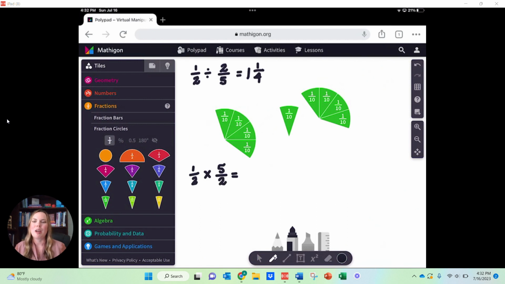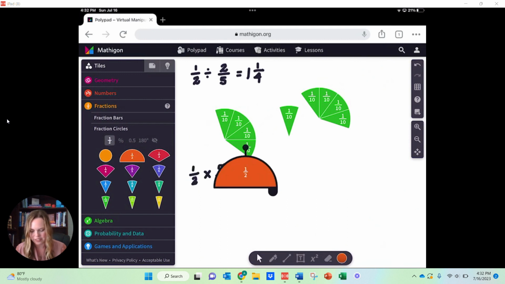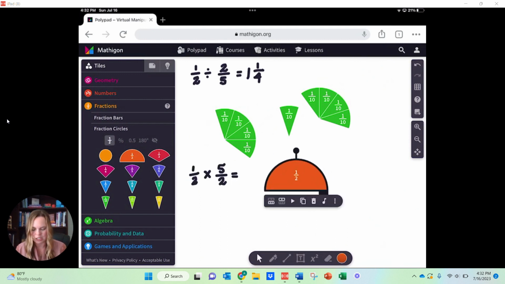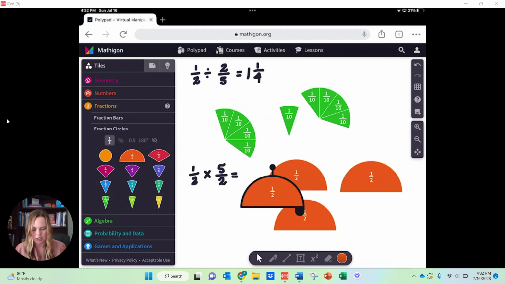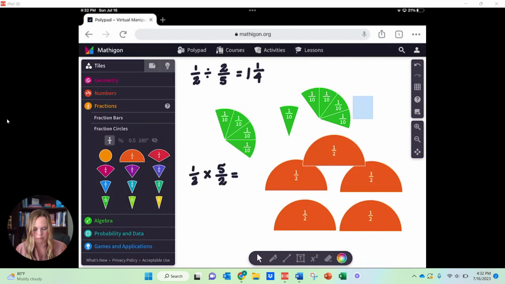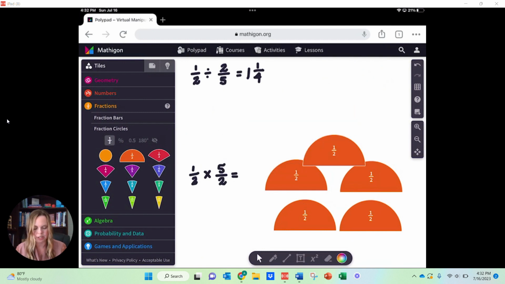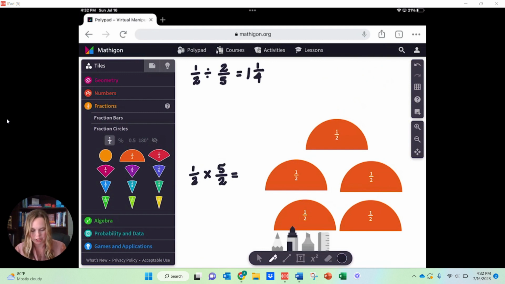And then if you want to see more multiplication examples, I have a video on that, but I'm also going to show you here that I am taking 1/2 of 5/2. So I'm going to start with 5/2 and model half of it. Okay, so 5/2 would be 5 of these. So I'm going to do that. 1, 2, 3, 4, 5. Get these out of the way. Okay, so here's 5/2, and I want to take half of them.